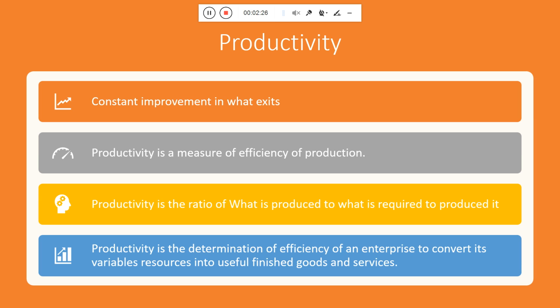That means you need to define, or draw the boundary, to define exactly what the output is. There are a lot of outputs, right? Some are qualitative and some are quantitative. So how can we measure the exact output? That is still an issue in productivity.